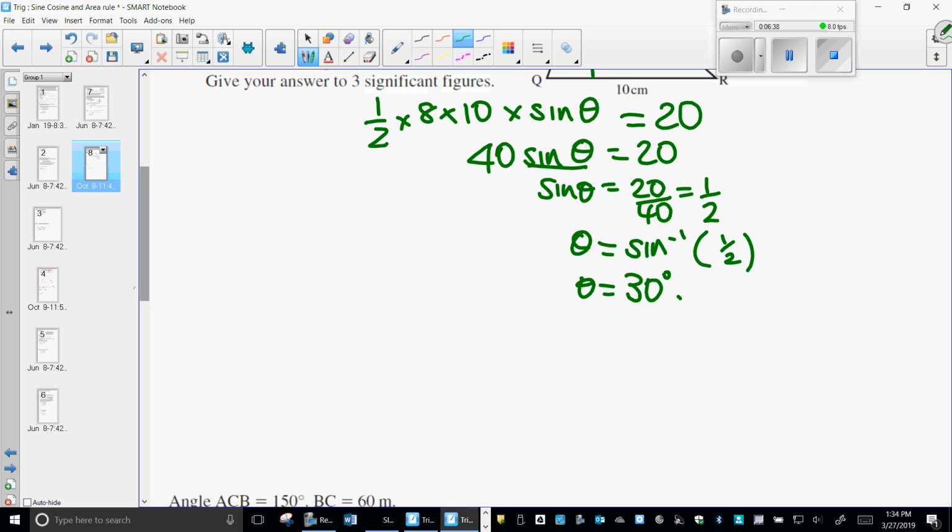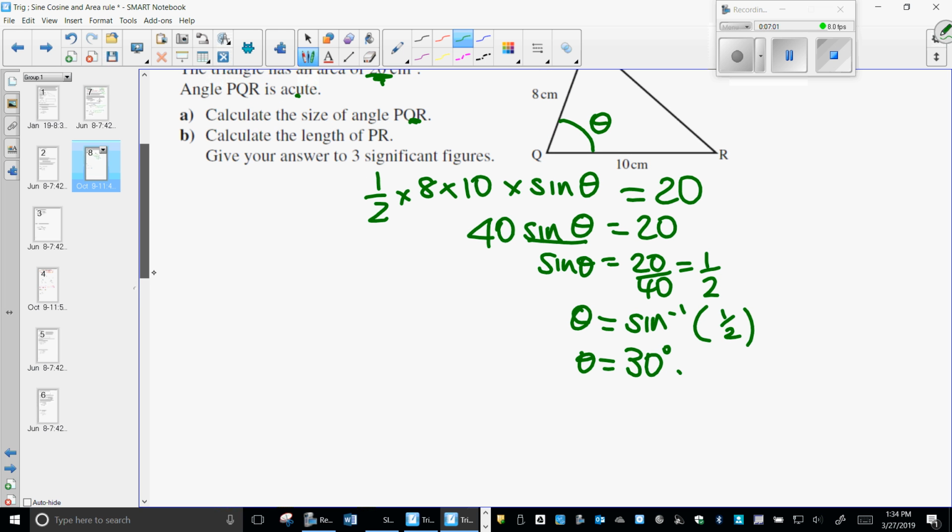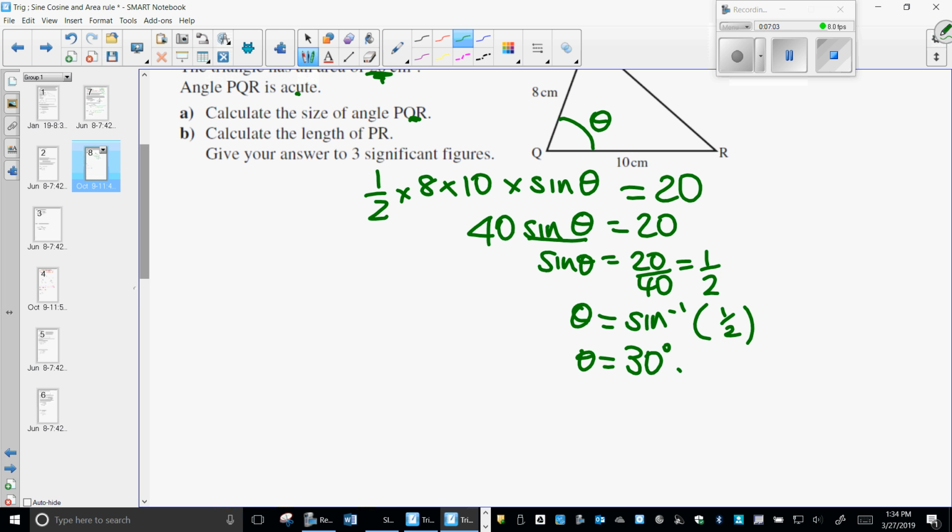So that either exact or 3 significant figures. This one happens to be exact. Okay? Go. It's a one. Okay, so that's the angle. Calculate length PR.